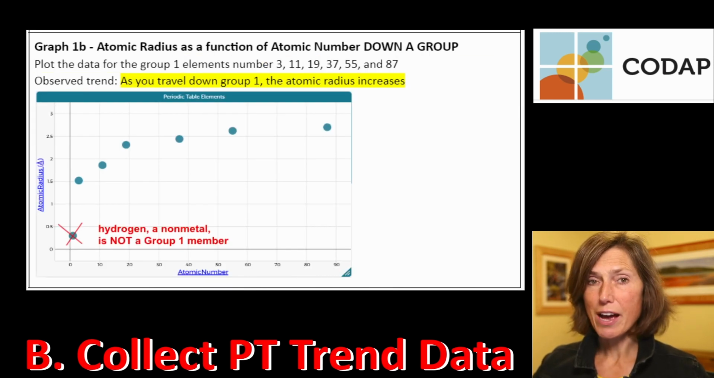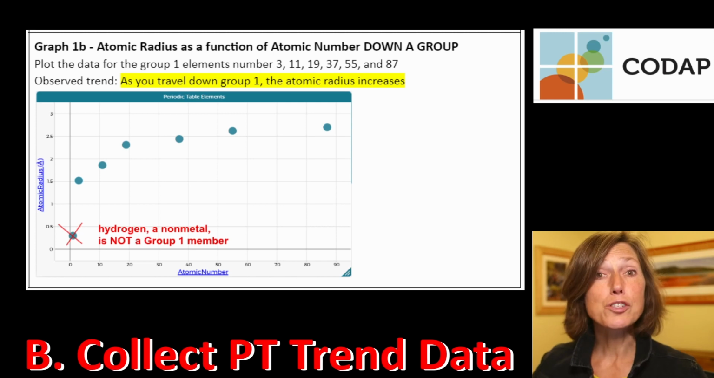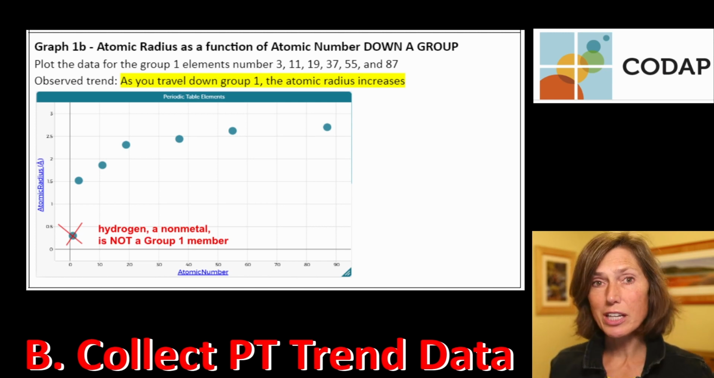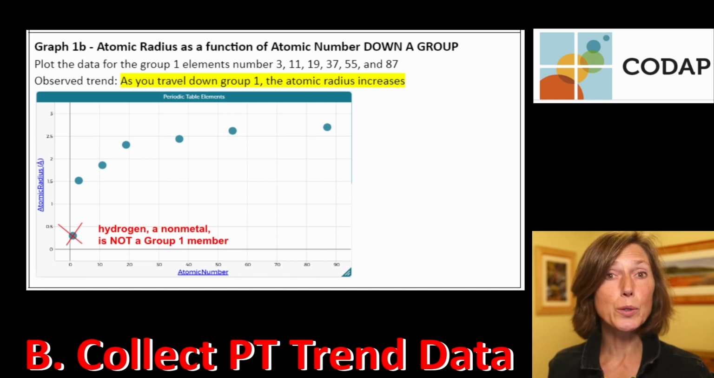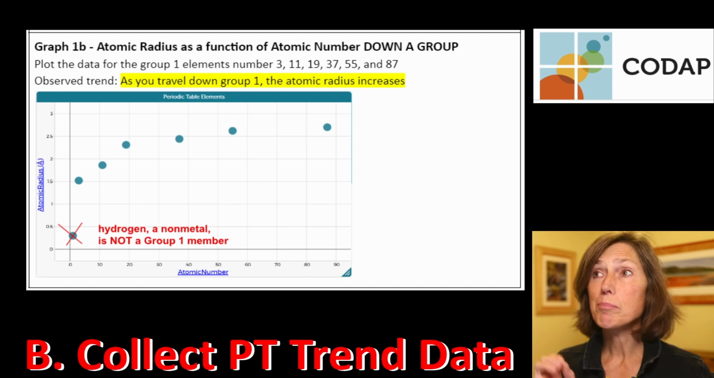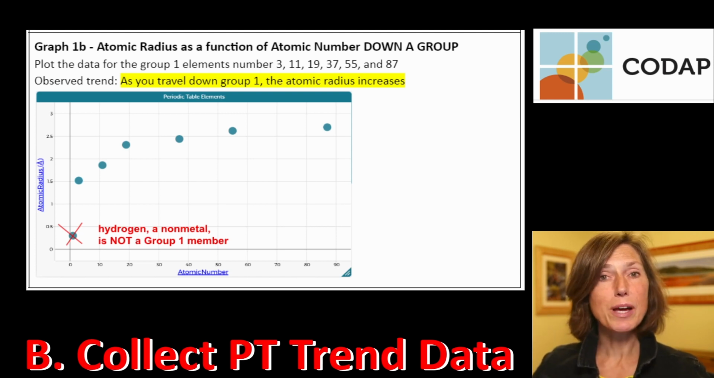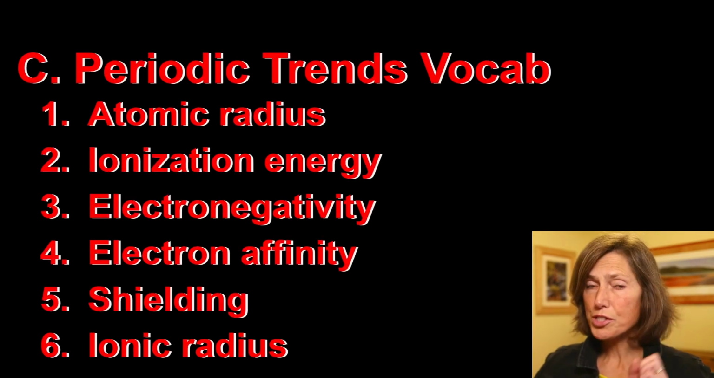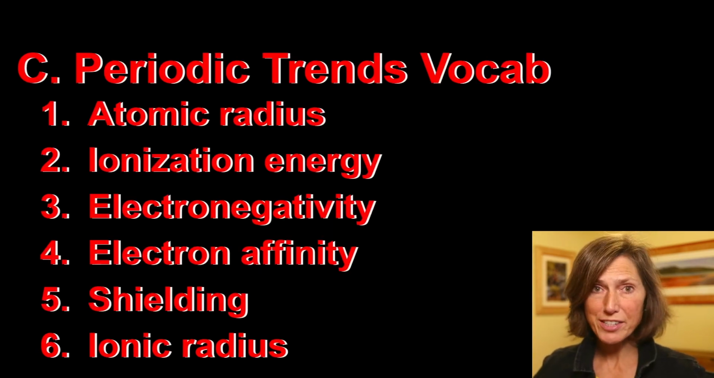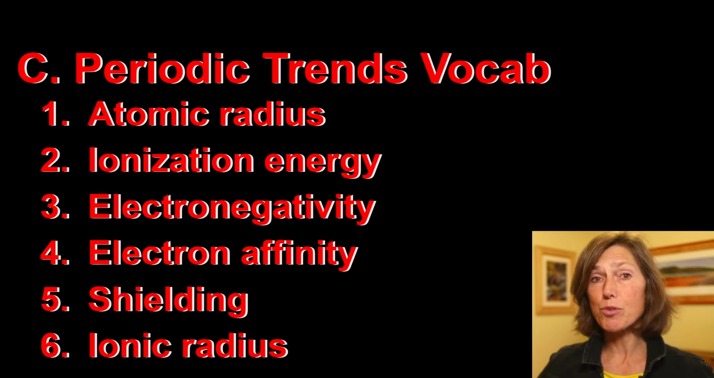This particular graph shows you the atomic radius as you travel down group 1. The alkali metals clearly show an increase in their size as a result of the added shells as you travel down the group. You can have your students collect additional data, including ionization energy, electron affinity, possibly even melting temperature. Once you've done that, they're ready for the 3rd step. The 3rd step is to have your students practice with the periodic trends vocabulary.